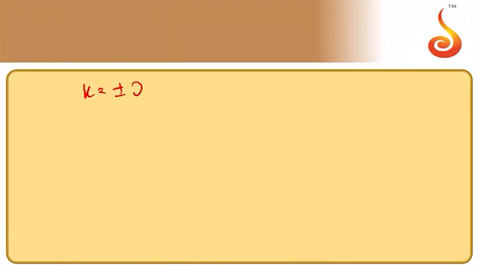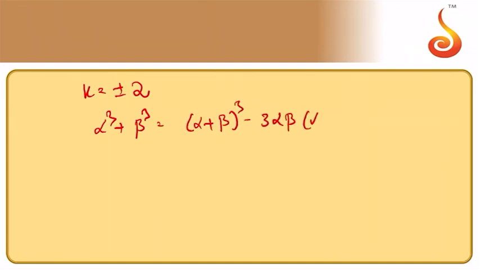So k equal to 2 satisfies. 2 to the power 4 will give you 16, 16 plus 16 is 32. So k equal to 2 satisfies. Plus or minus 2. So k equal to plus or minus 2 satisfies.